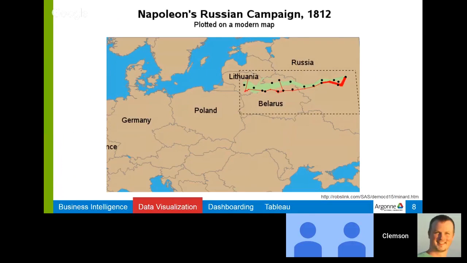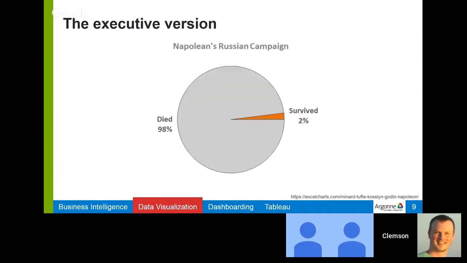Different people. I hate this chart. I think it's terrible. And this is why I think it's terrible. Napoleon lost, end of story. Like, I don't care where he lost troops. The fact is he lost. He lost 98% of his troops. That's the only thing that I care about.